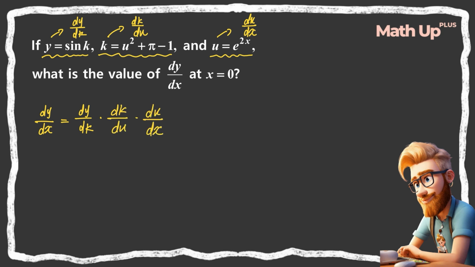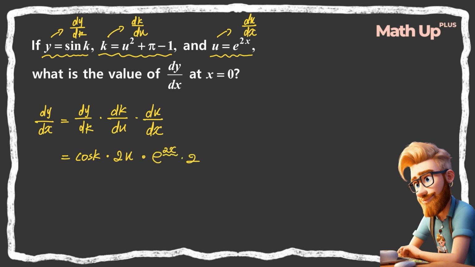This is equal to, what's the derivative of sine k? That's cosine k, right? So cosine k times derivative of u squared plus pi minus 1. Pi is a number, right? So that's just the 2u, 2u times derivative of e to the 2x. That's exponential, so we must have e to the 2x times, by the chain rule, derivative of 2x, which is equal to 2.